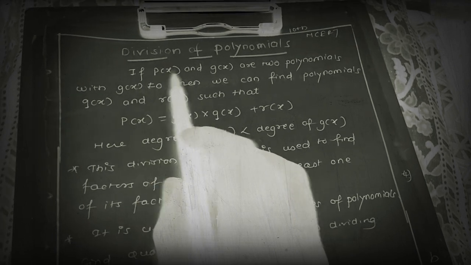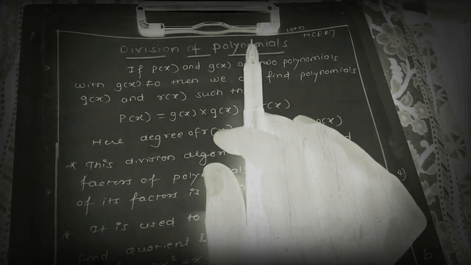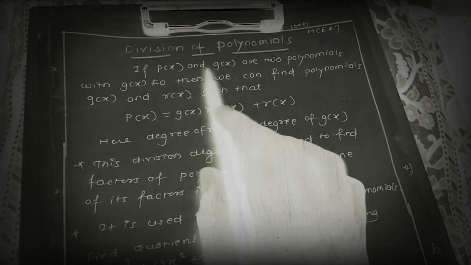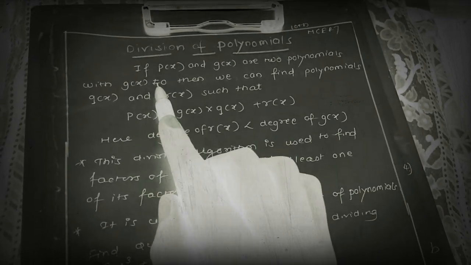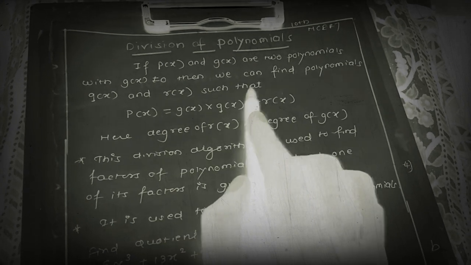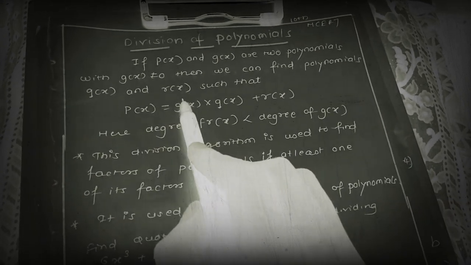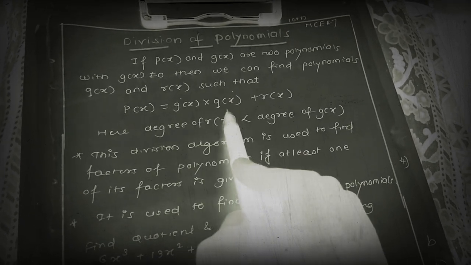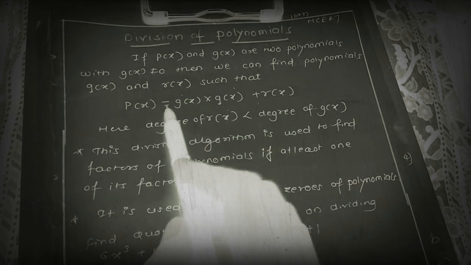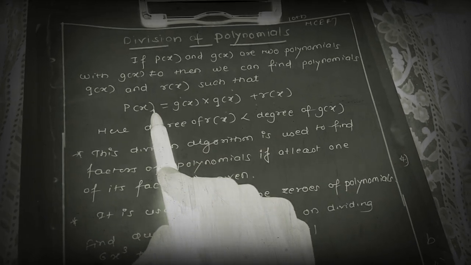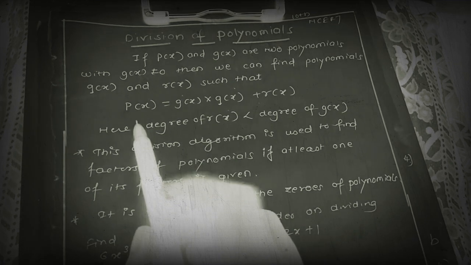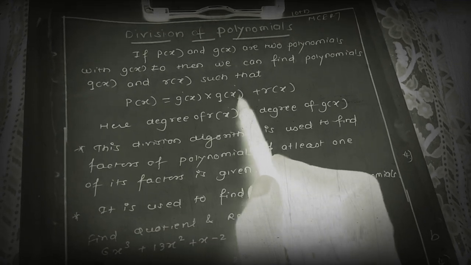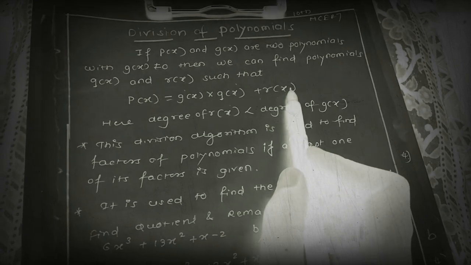So let us start. If p of x and g of x are two polynomials, because as we know for division there should be at least two numbers, with g of x not equal to 0, then we find polynomials q of x and r of x such that p of x equals g of x into q of x plus r of x. Like the division algorithm for numbers, this is the dividend, this is the divisor, q of x is the quotient and r of x is the remainder.